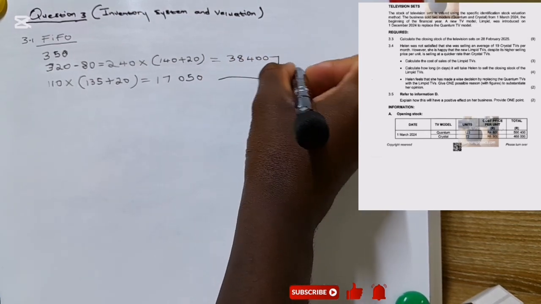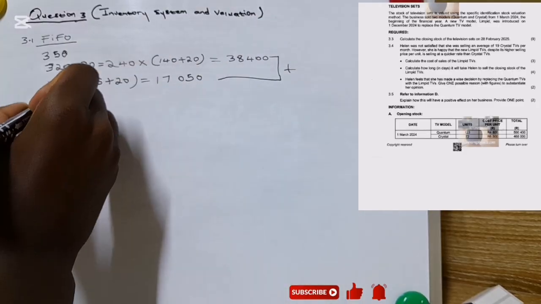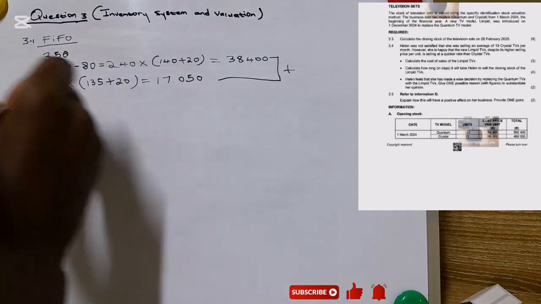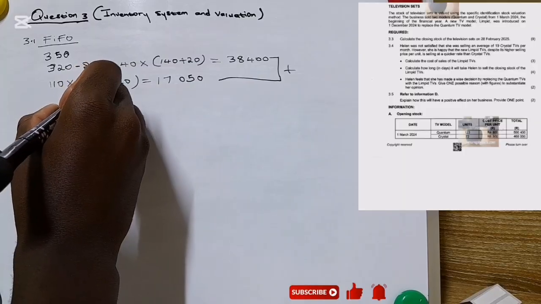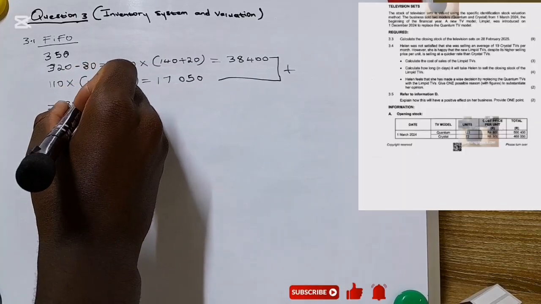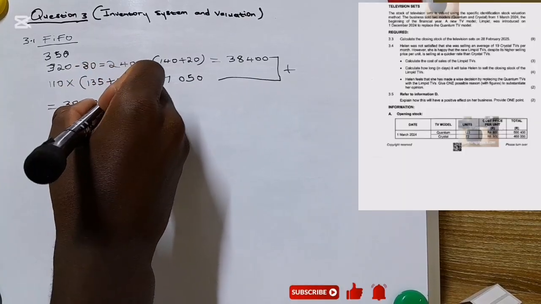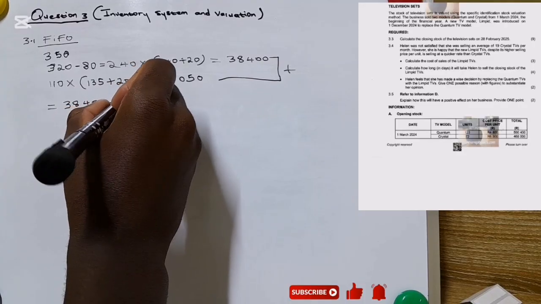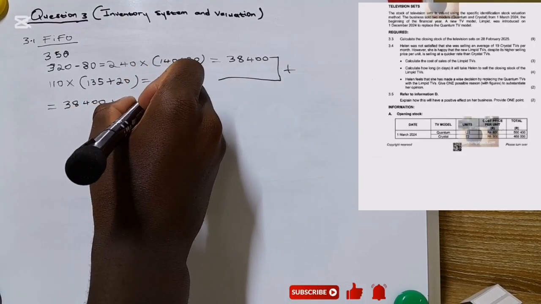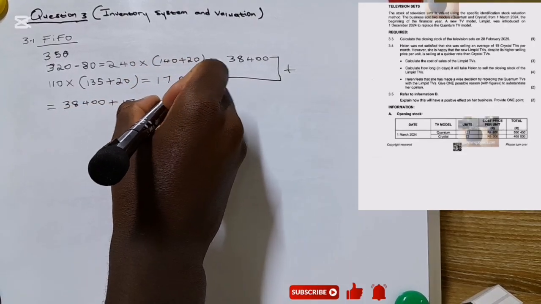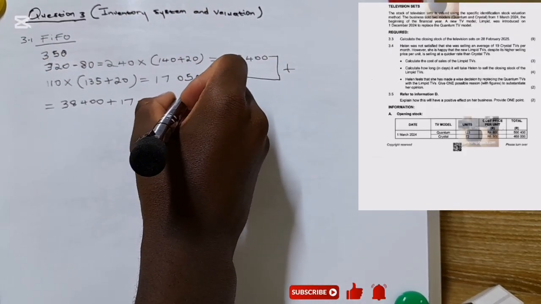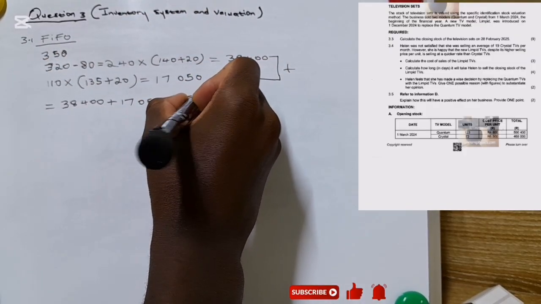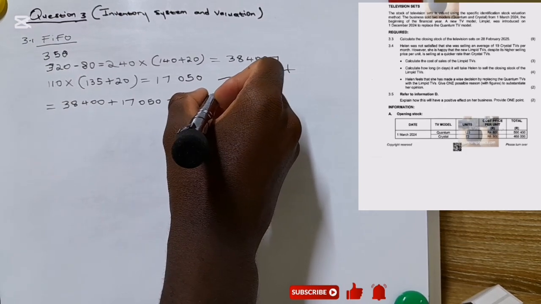So all in all, our total, you are going to take this one, you add this one, which is going to give us, okay, let me write it here. You're going to say 38,400 plus 17,050, which is going to give us how much? 55,450.